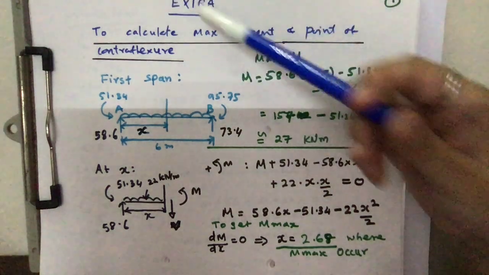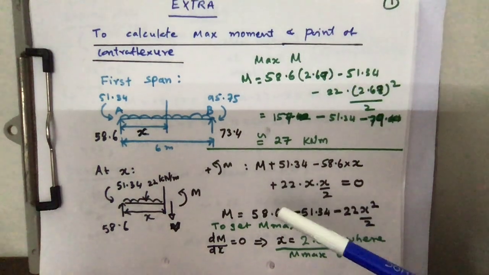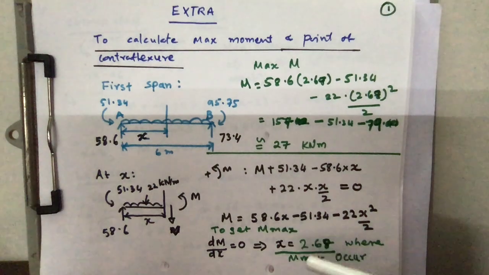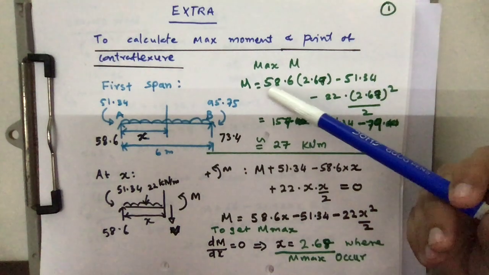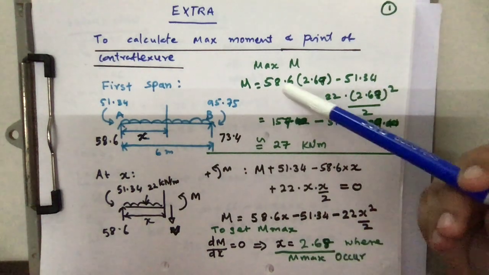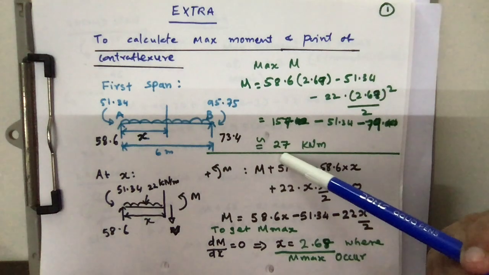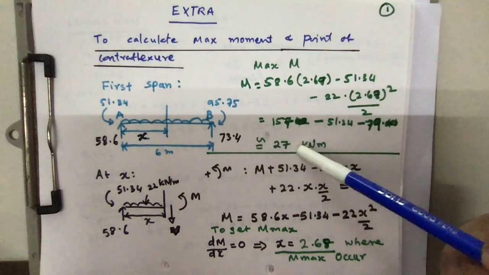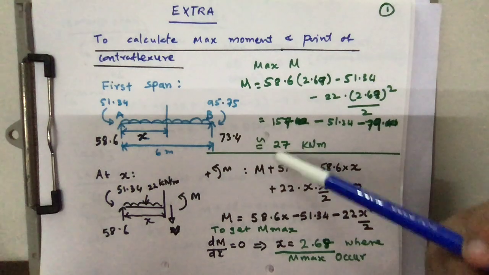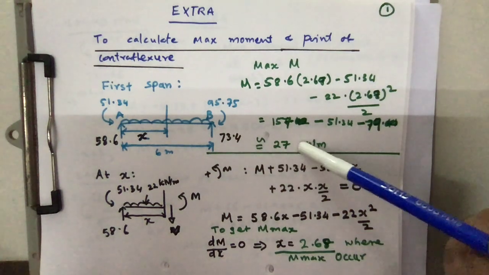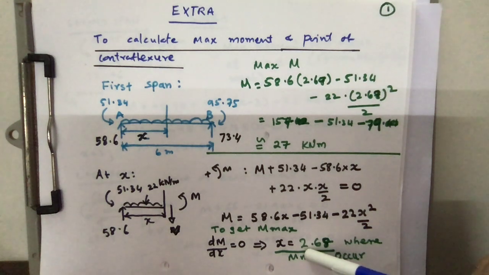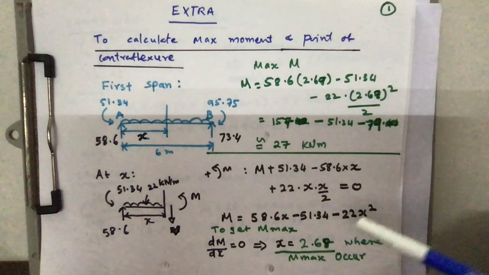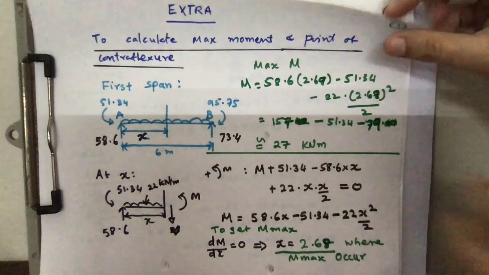This is extra, because with your strength of materials knowledge you can easily calculate this, and you can explore later on your own. You substitute this value of x in the bending moment equation, and you are likely to get 27, and that is roughly the same as I have shown in the bending moment diagram. So you have to mark this point, which is the zero shear force point where the maximum bending moment will occur.